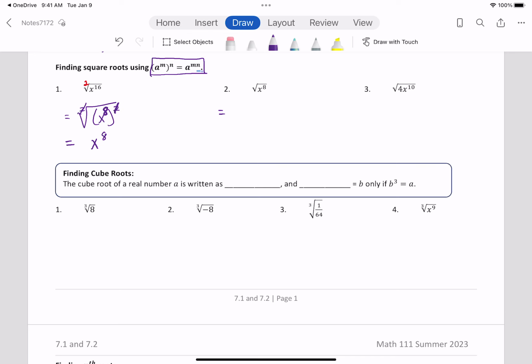Alright, for this next one, it's the same idea. It's a square root again, so we want x to a power to the second power so we can cancel the 2's. So I want to know 2 times what will give me 8, and that's going to be 4. So then if you want to write that in small and light just so you can see it, those 2's can cancel, and I'm going to be left with x to the 4th.